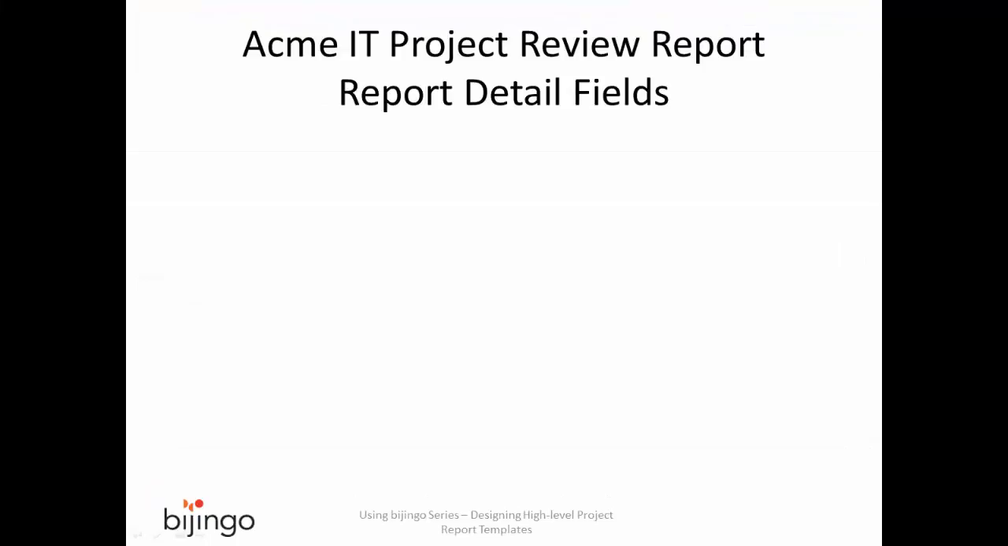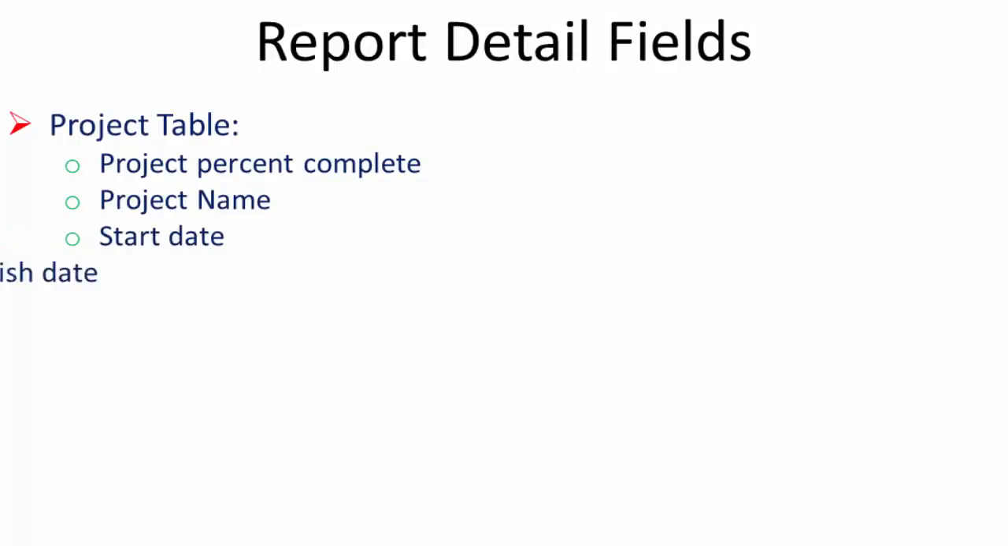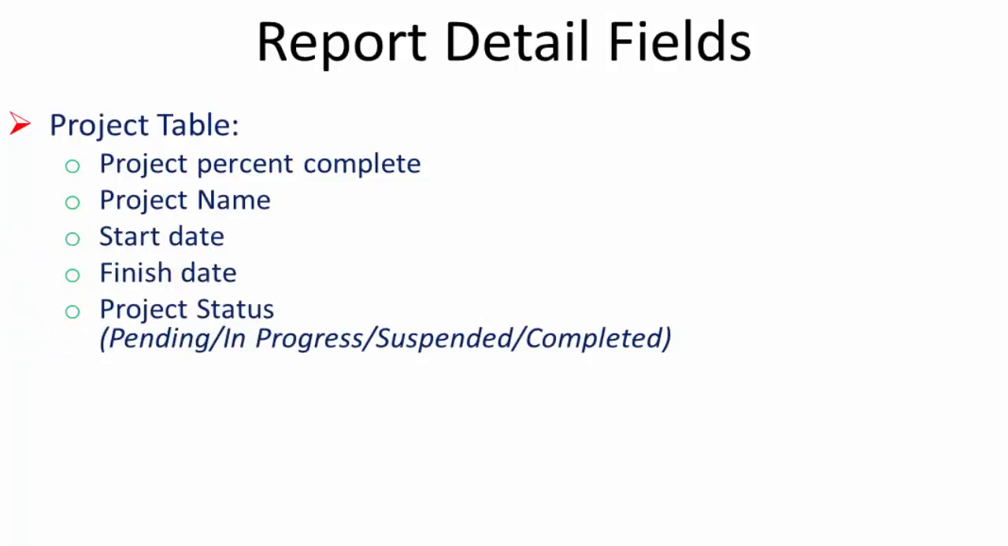Bill has made a list of the data columns he wants to add to the report. First, he will add basic information about each project by adding fields from the project table: % complete, project name, start date, finish date, and project status.